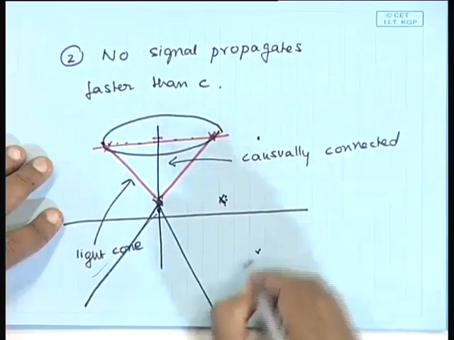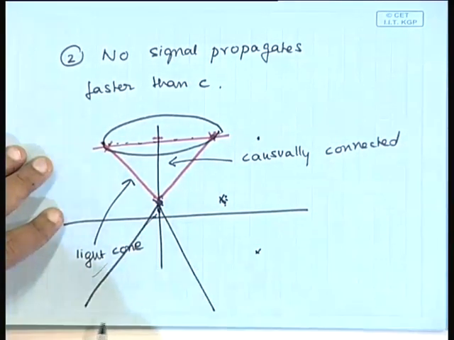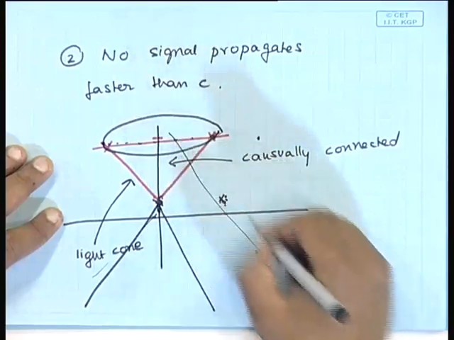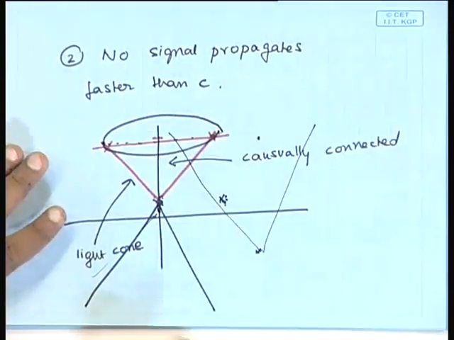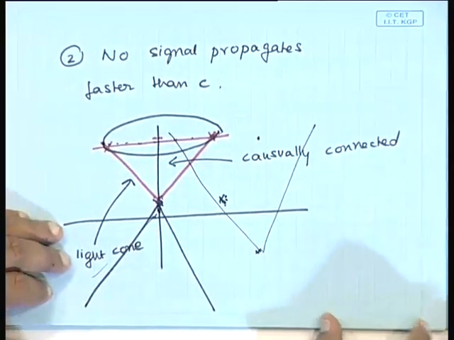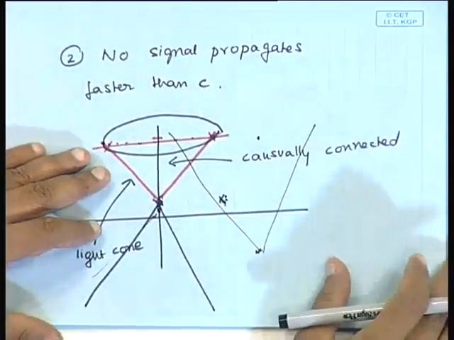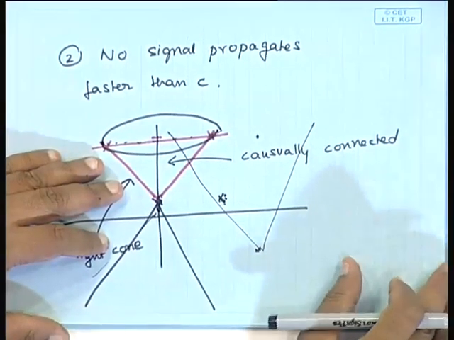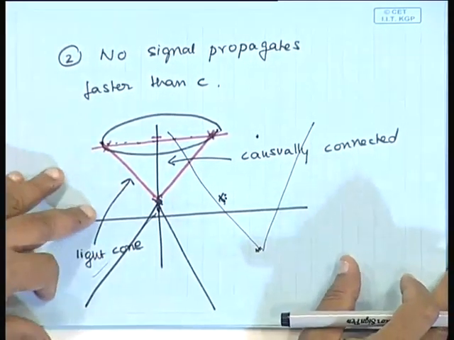This event could not have influenced this in any way. Okay, because a signal that propagates out from here will propagate out like this. So the space-time diagram is a very convenient way to denote causal relation between events, the propagation of light rays and things like that.